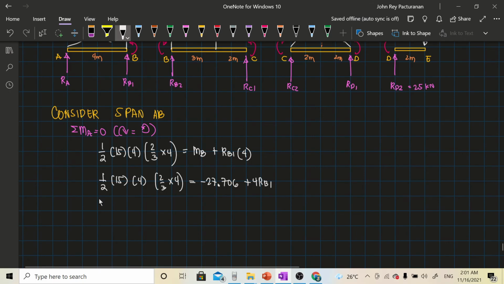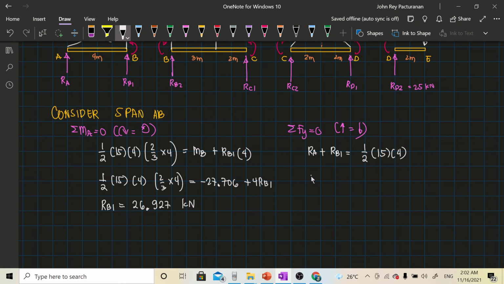You may pause for a while, siguro mga 5 seconds. Ay, sorry, no, i-pause nyo muna. Then, you can use shift solve. Pero, kapag sinolve nyo to, ang mahahanap nyo na RB1 ay equal sa 26.927. Okay? So, kilonewton. For RA, that is easier to do. Summation forces vertical na lang equals 0. So, up equals down tayo, which is RA plus RB1 is equal to the only downward force, 1/2 ng 15 times 4. So, therefore, RA plus 26.927 is equal to 1/2 ng 15 times 4. So the value of RA is equal to 3.073 kilonewton. So may value ka na nilang reaction.